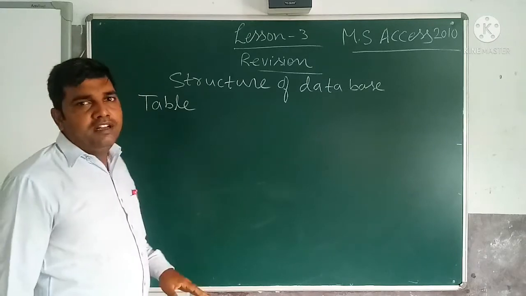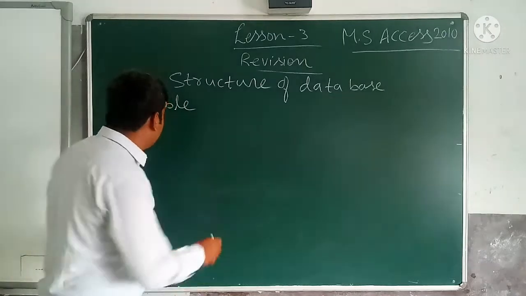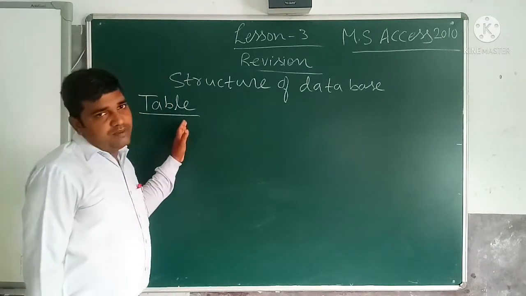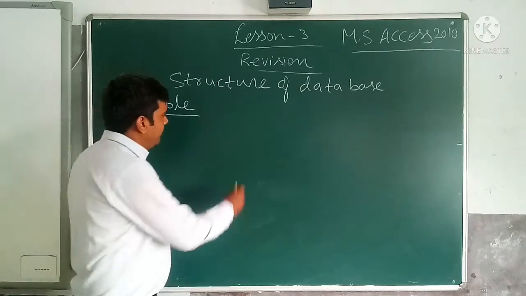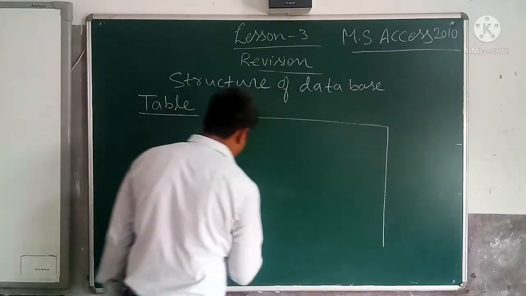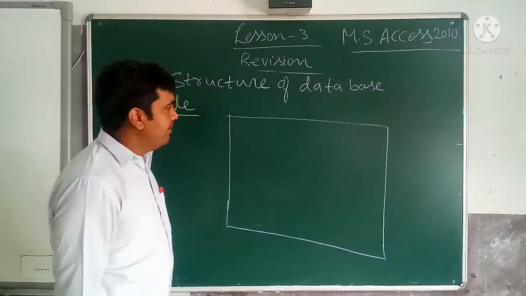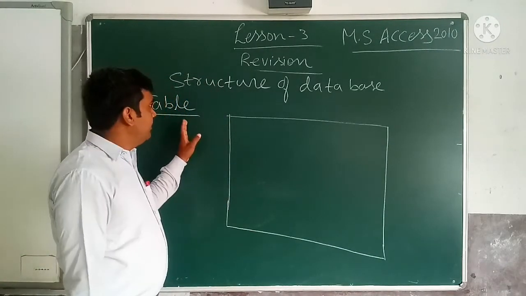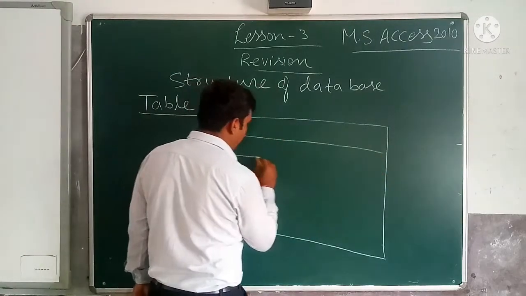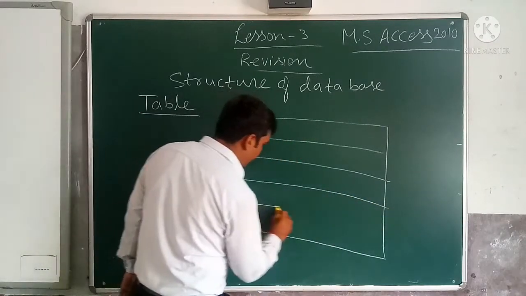And what is a table? A table is a group of rows and columns. So now we will study what the components of this table are. So this is a table. The horizontal rows in the table are called records. So all these are the records.